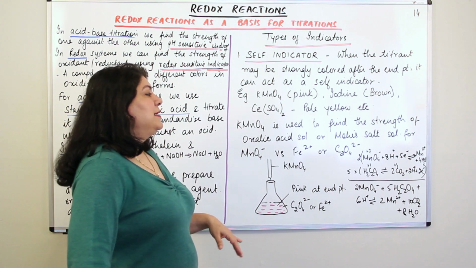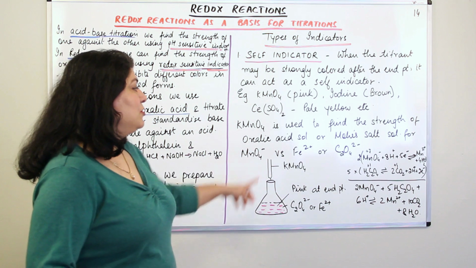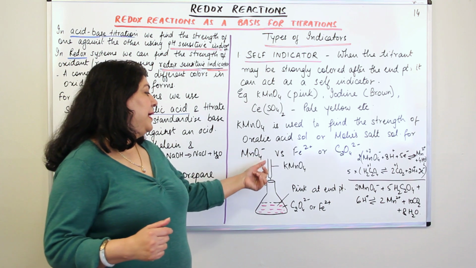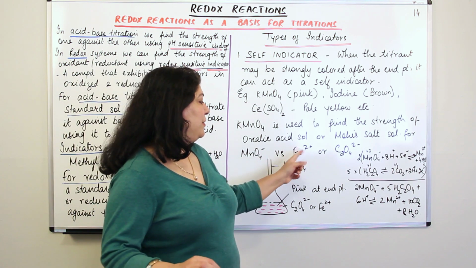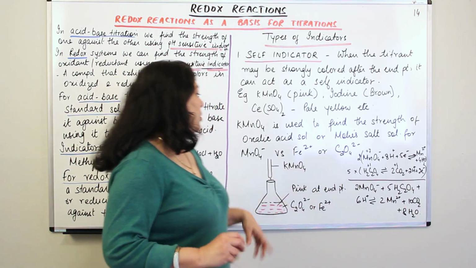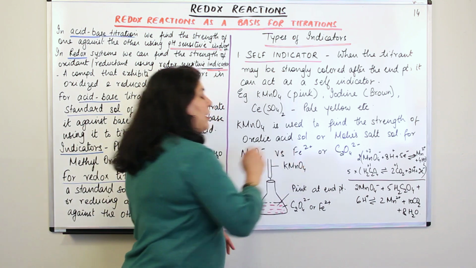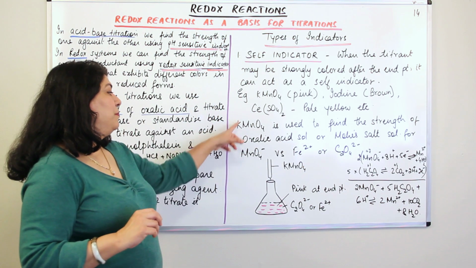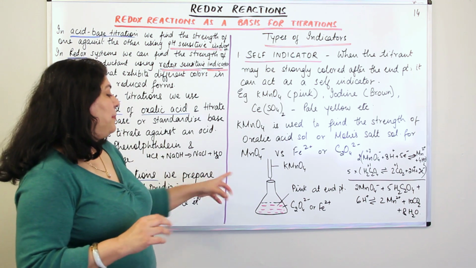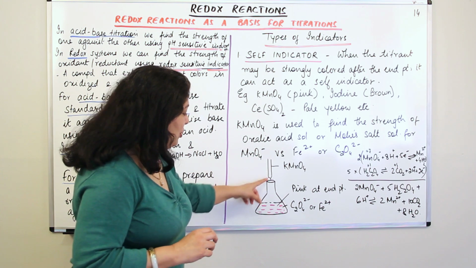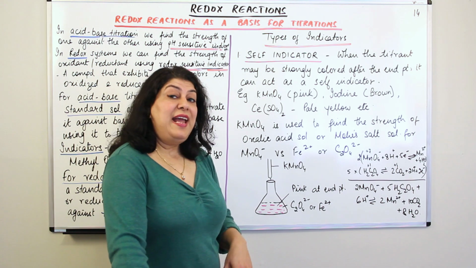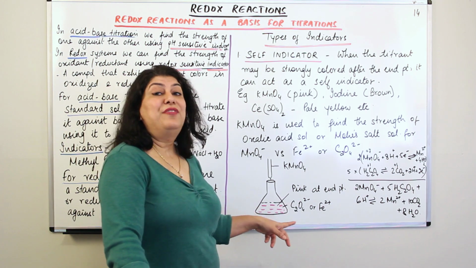Usually, potassium permanganate is used to find out the strength of oxalic acid solution or Mohr salt solution, for MnO4 negative versus Fe2 positive in Mohr salt, or C2O4 2 negative, which is the oxalate ion. So either with oxalic acid or with Mohr salt, you titrate potassium permanganate, and the ion is MnO4 negative. So you take potassium permanganate in a burette, you take the oxalic acid or the Mohr salt in the flask, and you usually acidify the solution.